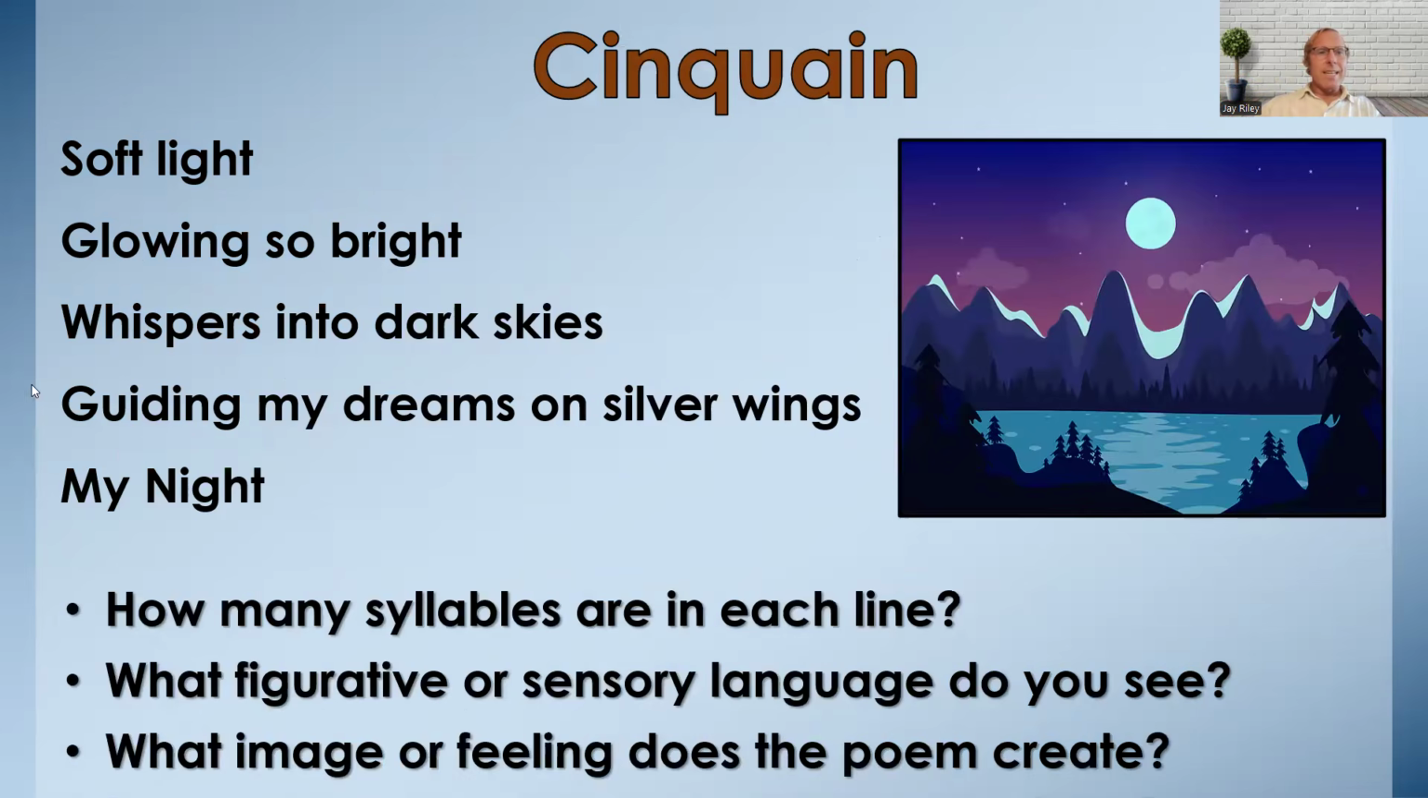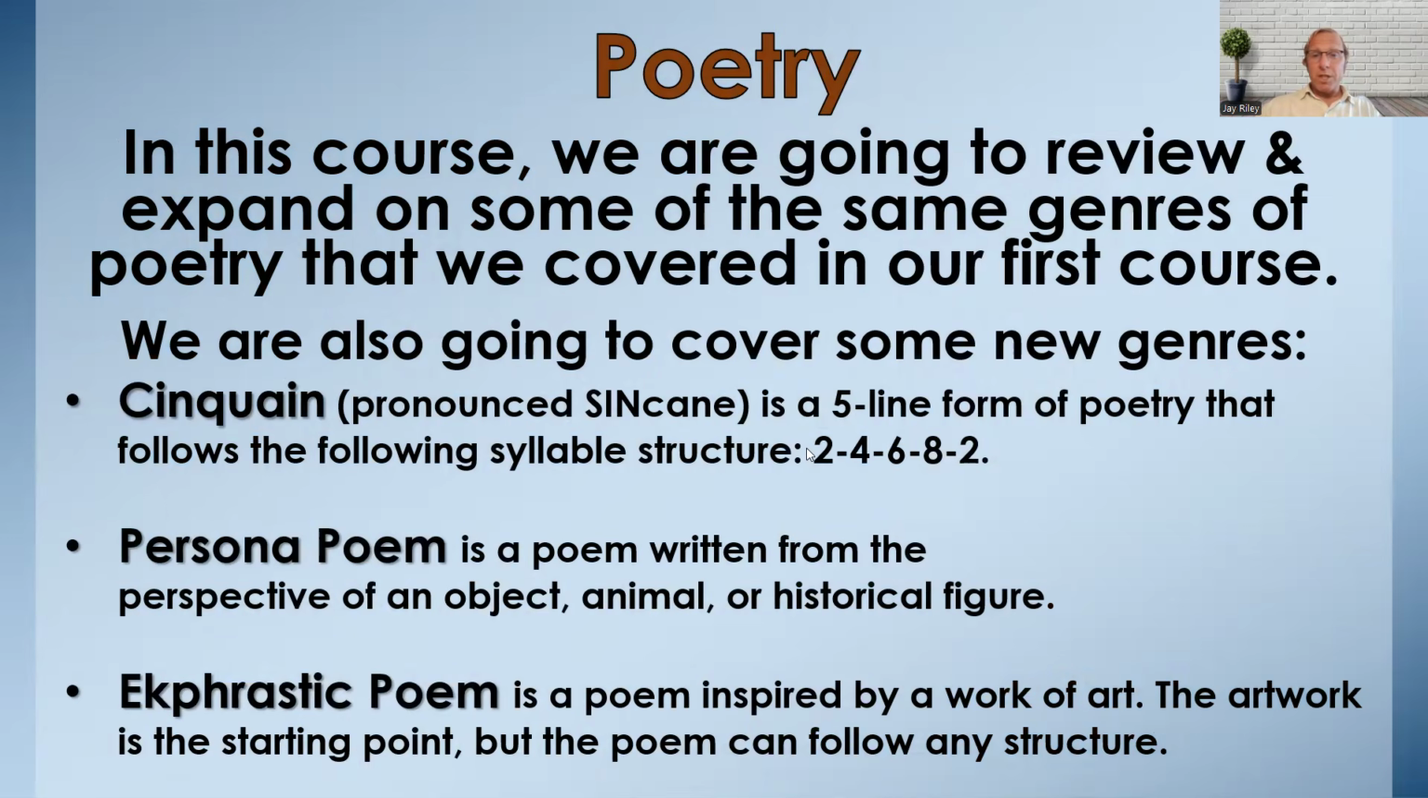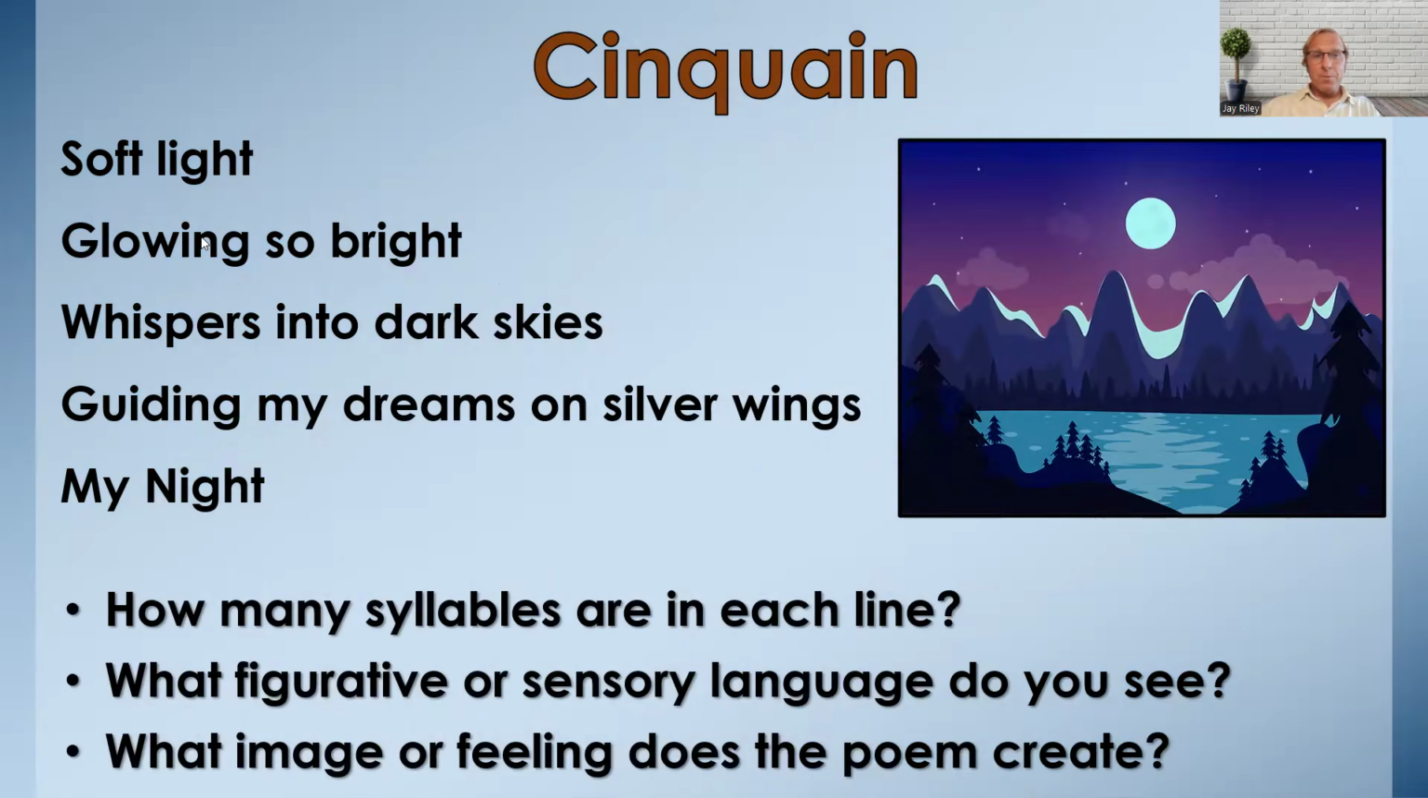So let's take a look at a cinquain here. Soft light, glowing so bright, whispers into dark skies, guiding my dreams on silver wings, my night. So we can see we've got that same syllable structure that we referred to earlier, 2, 4, 6, 8, 2. And we see a lot of figurative or sensory language here. Now, if you've not taken our first course and you haven't covered this before, that's okay.